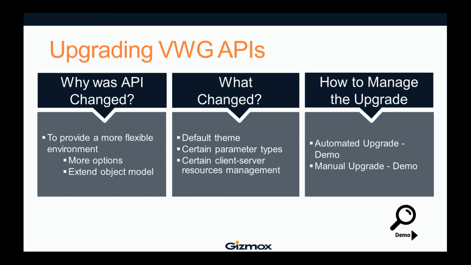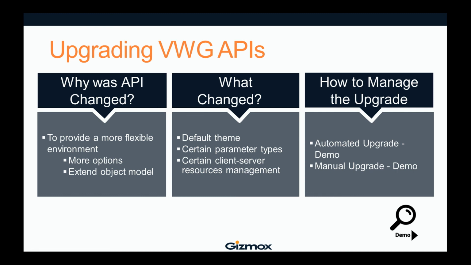But there were some things that made us change the APIs, like flexibility of environment, providing more options. If a certain API was using an enum or something like that, and now is using a different method of selecting stuff, it's just to extend and provide more options and extend the object model. So we haven't done a lot of those, and most of it will be solved automatically, as Pali will show.